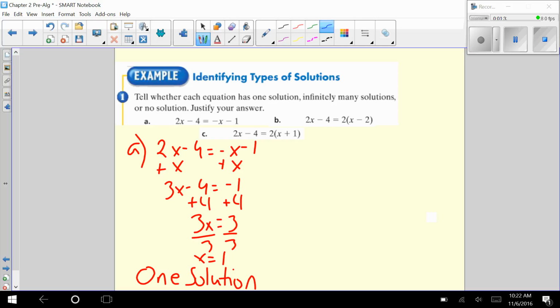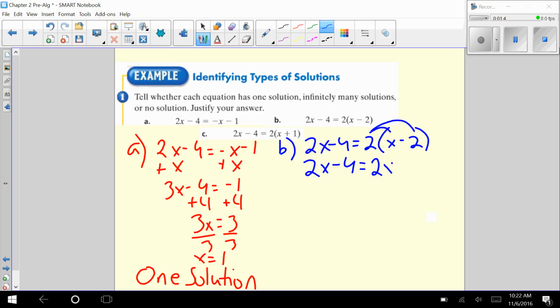Let's look at letter B. 2x minus 4 equals 2 times x minus 2. We're going to start by simplifying the right-hand side and distributing. The left stays 2x minus 4. The right becomes 2x minus 4. Let's get all of our variables on the same side, so we subtract our 2x off. We get negative 4 equals negative 4. Well, when does negative 4 equal negative 4? All the time. Our solution is infinitely many solutions.